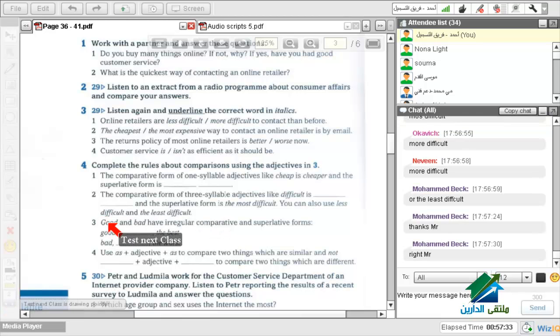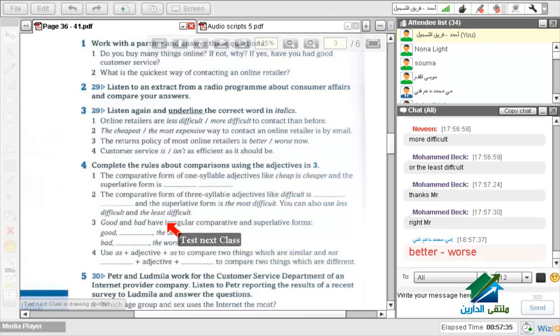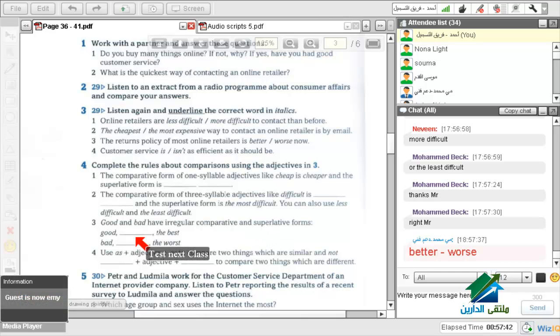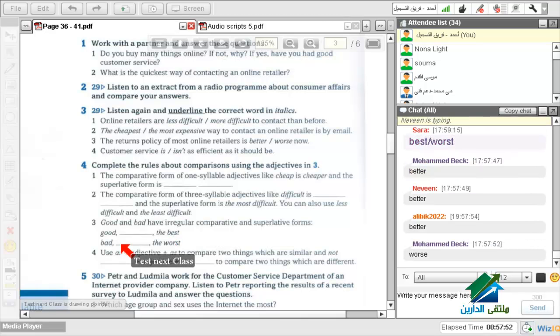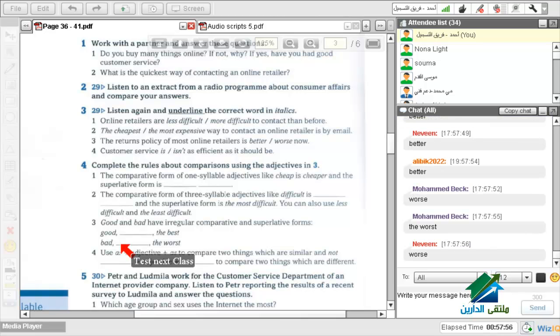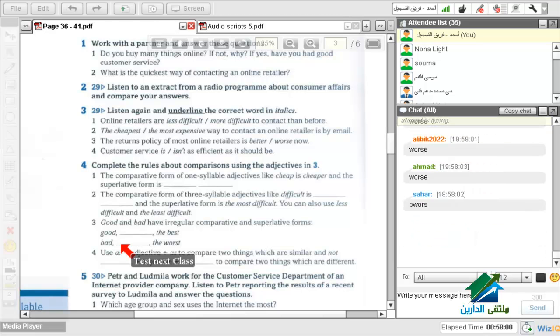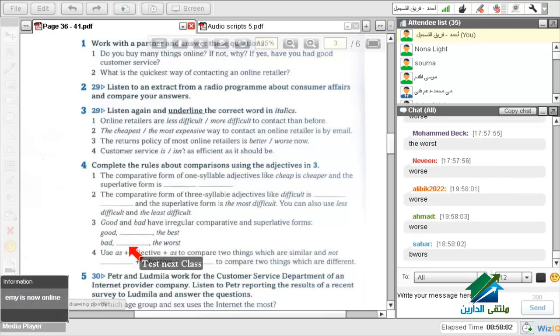Good answer. Number 3. Good and bad have irregular comparative and superlative forms. Good and better, the best. Bad, the comparative here, worse. Good job, Niveen and Alibek, everyone.